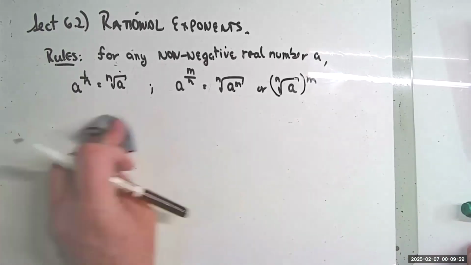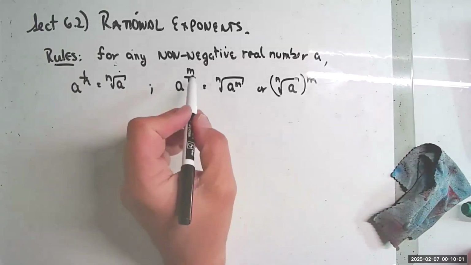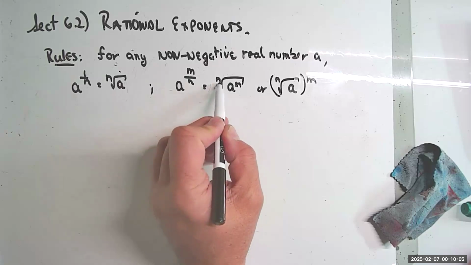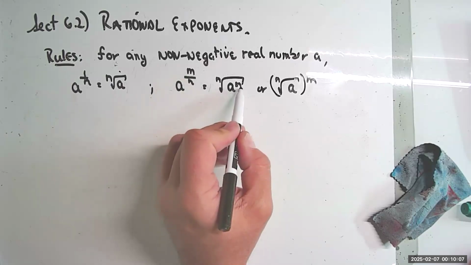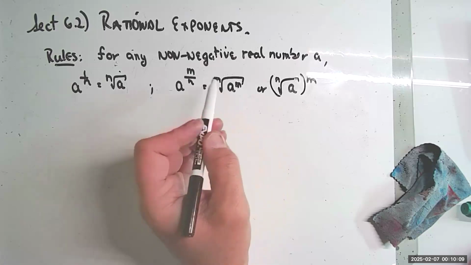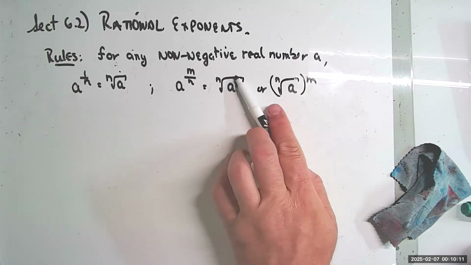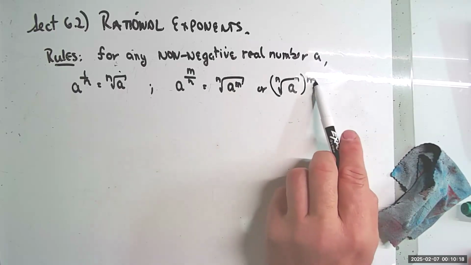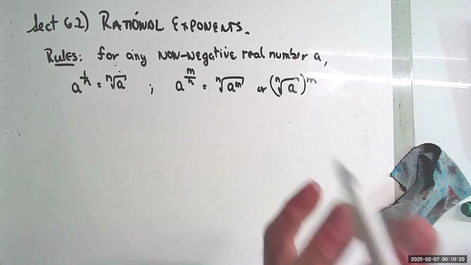If I have a raised to the m over n, now the denominator becomes the index, the numerator becomes the exponent. If that exists, if we don't violate any rule here, if I can find the nth root of a, then we can afford to pull the exponent outside.